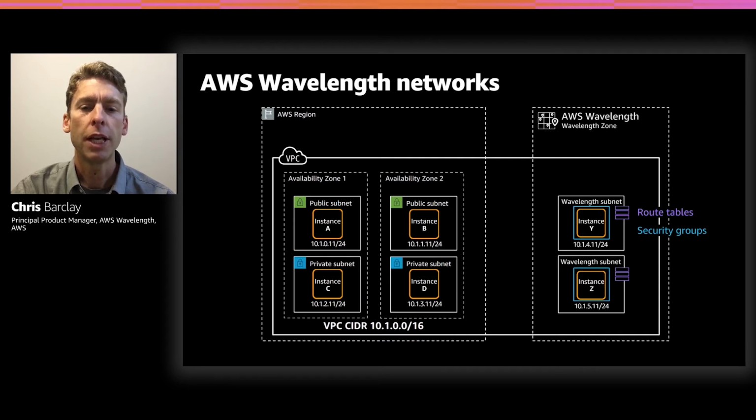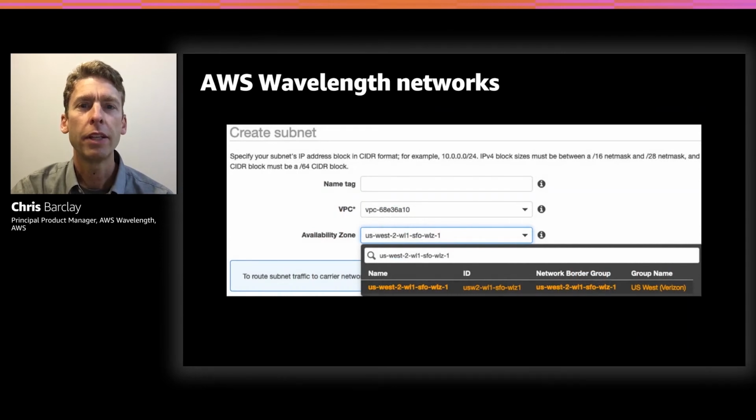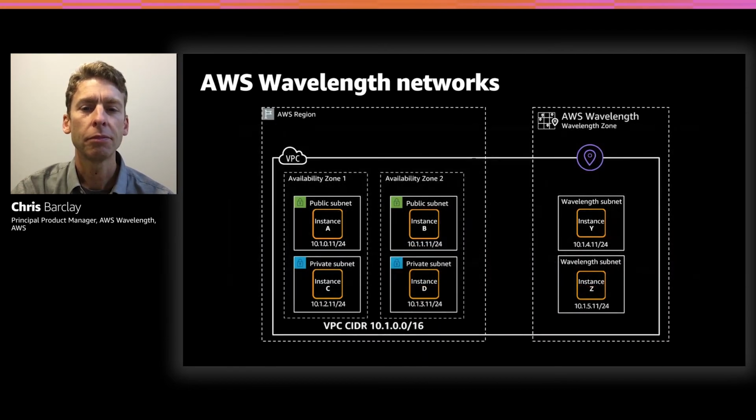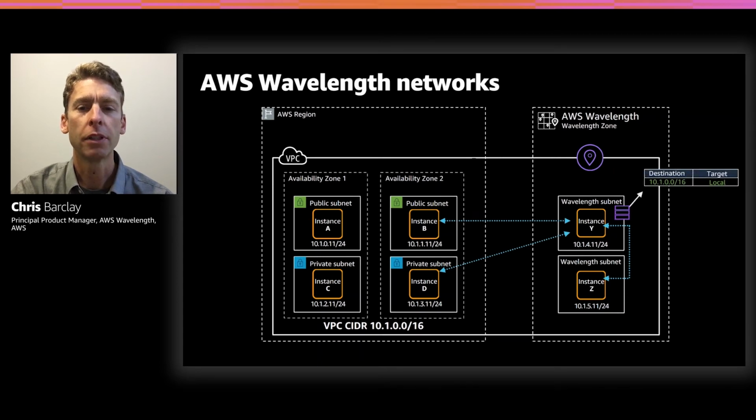This enables your application components in Wavelength Zones to use a secure and high bandwidth connection to access all of the resources in the Region. And then you can create a subnet in the Wavelength Zone just like other subnets, where you specify the VPC and the CIDR range for the subnet. In this example, you can see that instance Y in the Wavelength Zone can connect to instances B, D, and Z over the local VPC network.